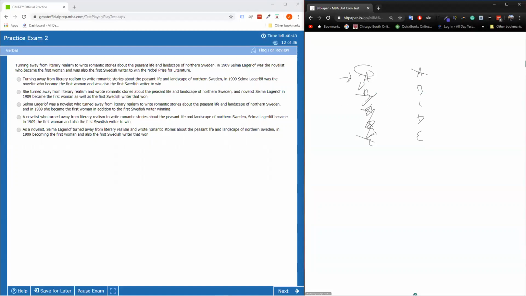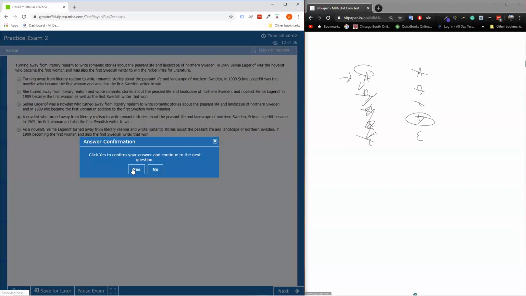I don't like that. Selma Lagerlöf was a novelist who turned away from literary realism to write romantic stories about the peasant life and landscape of northern Sweden. And in 1909, she became the first woman, in addition to the first Swedish writer winning, to win, it should be. Winning implies it's still ongoing. A novelist who turned away from literary realism to write romantic stories about the peasant life and landscape of northern Sweden, Selma Lagerlöf became in 1909 the first woman and also the first Swedish writer to win. I like that. I'm going to select D so I can save some time.